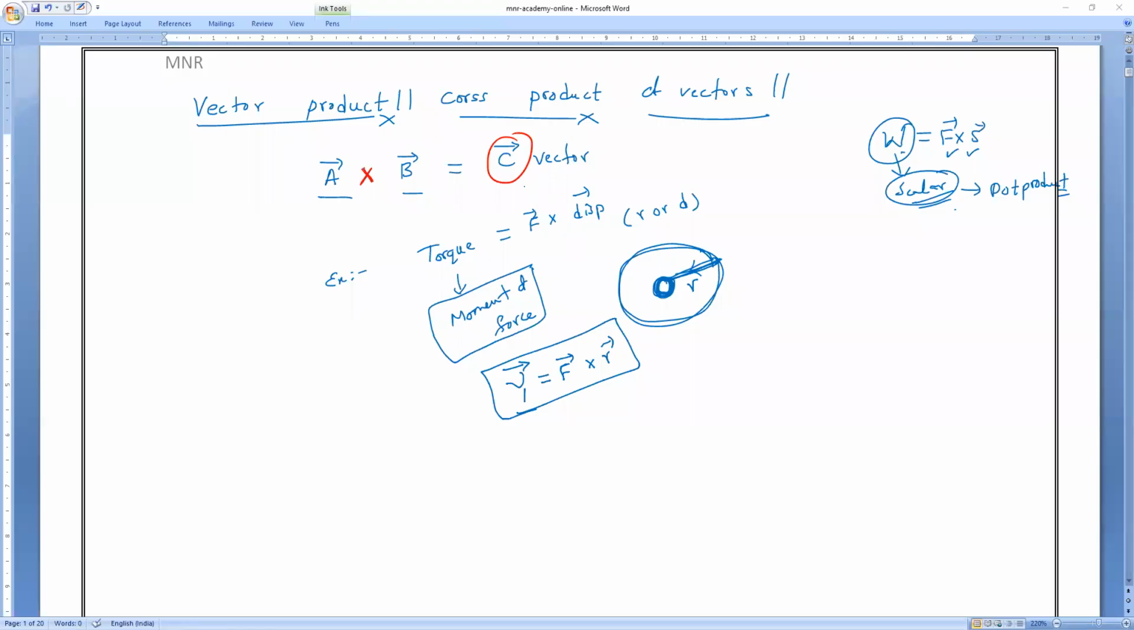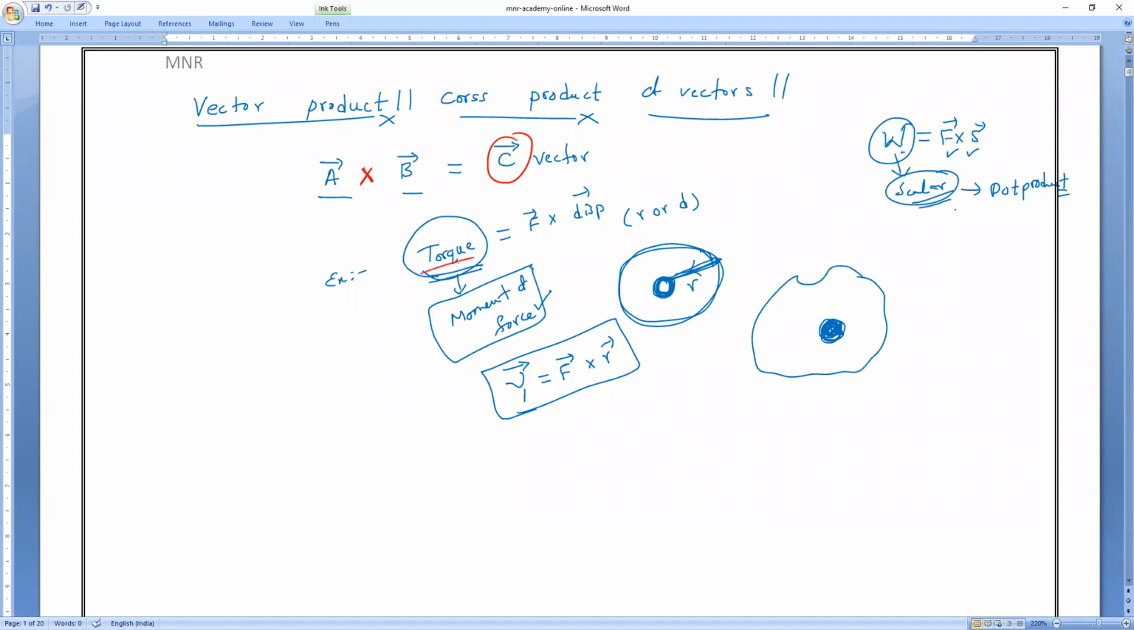For example, if you take the vector product, we can take it as torque. Generally, any kind of object, for example, something with an axle or a center point, with the help of this joint my whole body is rotating. The whole body is revolving around a particular point. In that case, the moment of force is what we call torque.